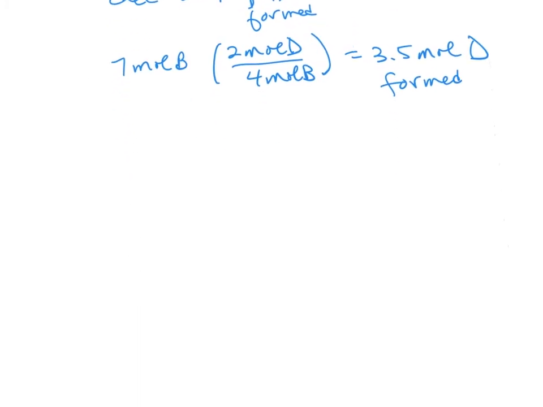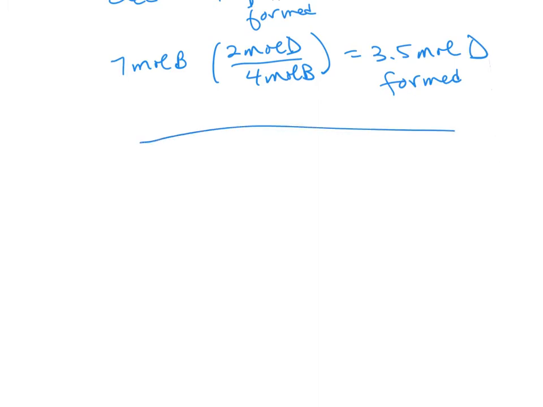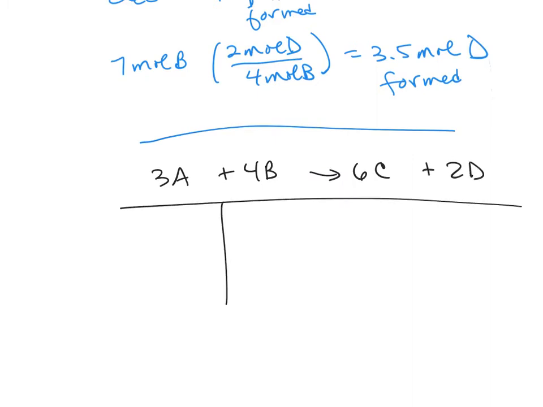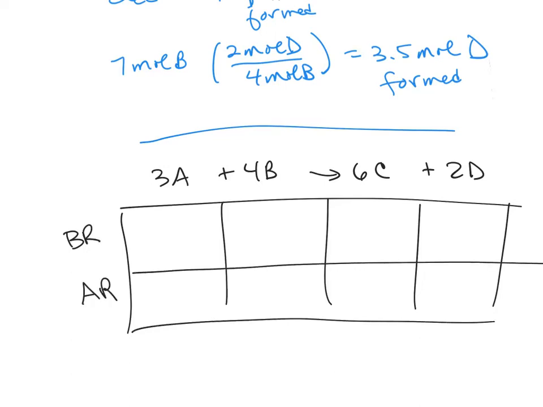Okay, we can summarize and make a table here. So the reaction was 3A plus 4B forms 6C and 2D. And you can look at what the moles were before the reaction and what the moles are after the reaction. Just kind of tabulate it. Make sure it all makes sense here.